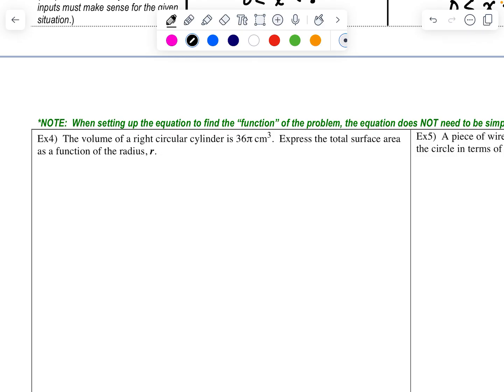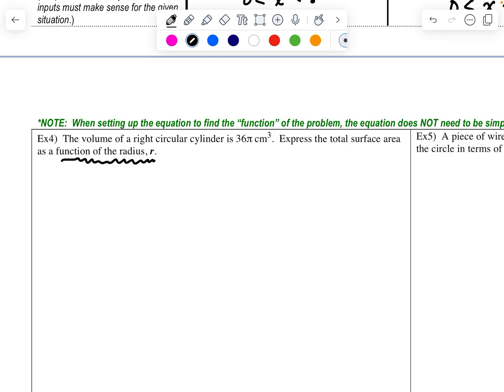It says the volume of a right circular cylinder is 36 pi centimeters cubed. Express the total surface area as a function of the radius r. What that means is your final equation is only going to have r's. Now remember, pi is a number, it's not a variable. So no h's, no l's, no a's. You can have A for surface area, but you can't have anything else.